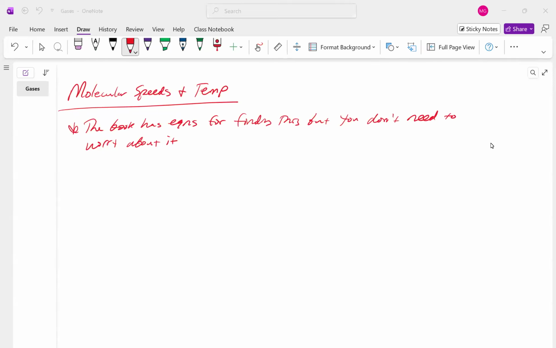All right, what we're going to look at now is the comparison of gases at various temperatures, or even the same temperature. And so we're going to talk about their molecular speeds, so how fast they're moving. Your book has a bunch of equations and derivations for how you can calculate molecular speed. You don't need to worry about doing any of those calculations or knowing those formulas, because the main conclusion from this is that gases move really fast.